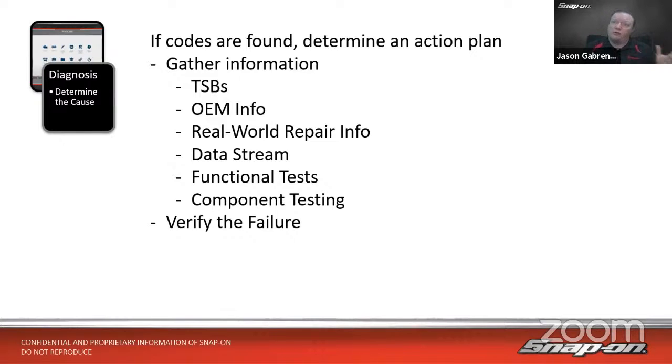So we walked through, there weren't any TSBs for that. So we also looked up OEM information as to location of the component, also where we would test it, wiring diagrams to see how it was wired, how it worked. Real world repair information, looked at our SureTrack parts graph, right, our top repairs graph to see what other technicians have done in this case. And then looked at the data stream to see, is there any indication that the computer can give us as to what's wrong with the vehicle.